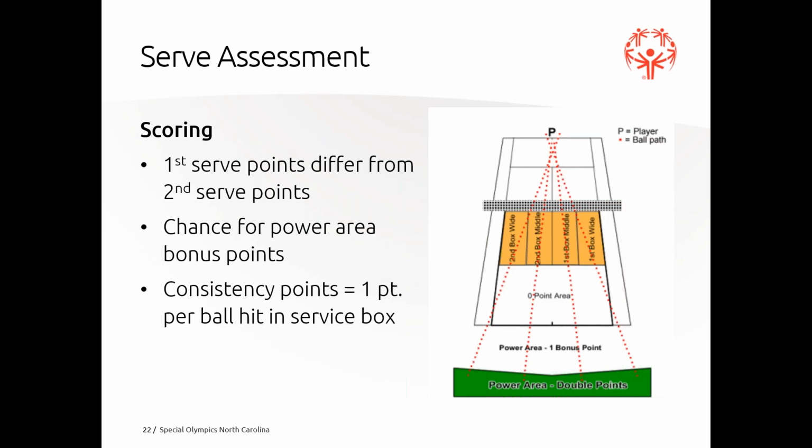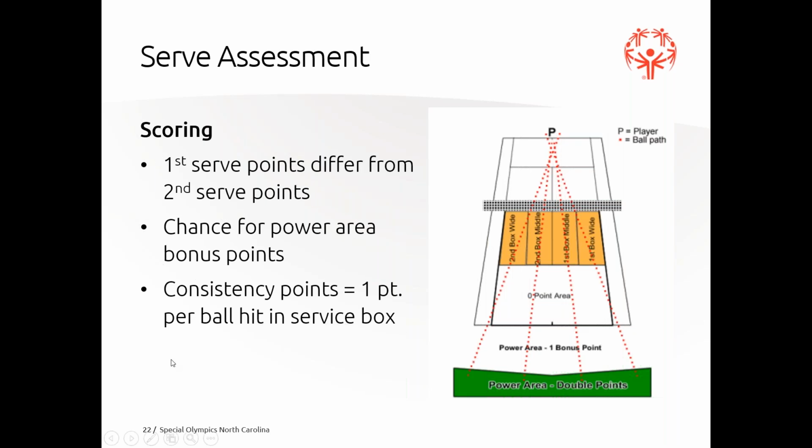If the athlete does a foot fault, hits a let, net, or out of bounds on the first serve, they will be awarded a second serve. The points are decreased for the second serve and are 1 point for the ball landing in the correct service box and 2 points for the correct target area in the correct service box.